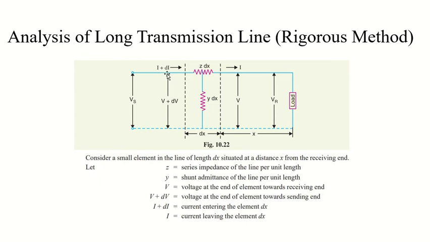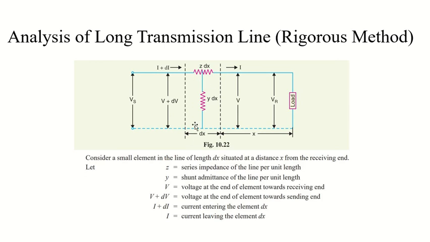What will be the value of I plus di? So it will be the current entering the element dx. The current which is entering this element dx will be I plus di, and the current leaving this element is I. Now let's try to consider only this small dx portion, or this small dx element.